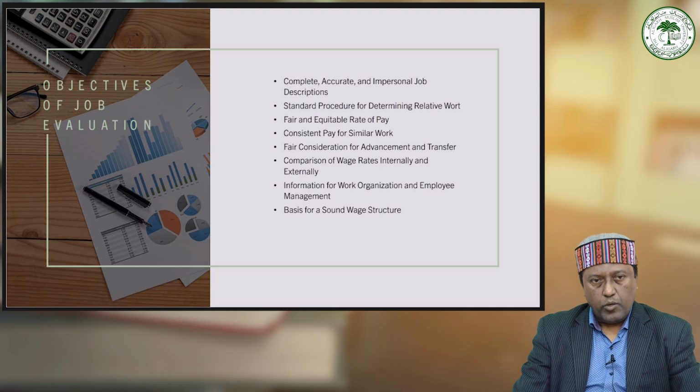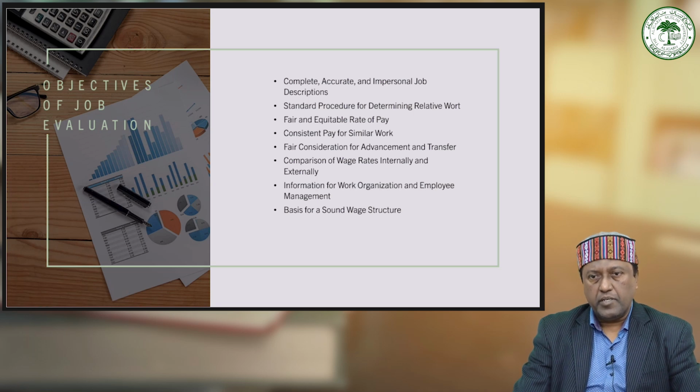Then we'll see the objectives of job evaluation. The objectives can be discussed under these heads, and this has been outlined just to highlight the essential purposes and benefits of implementing a systematic approach to assessing and valuing different jobs within an organization. And let's see how it is doing it.